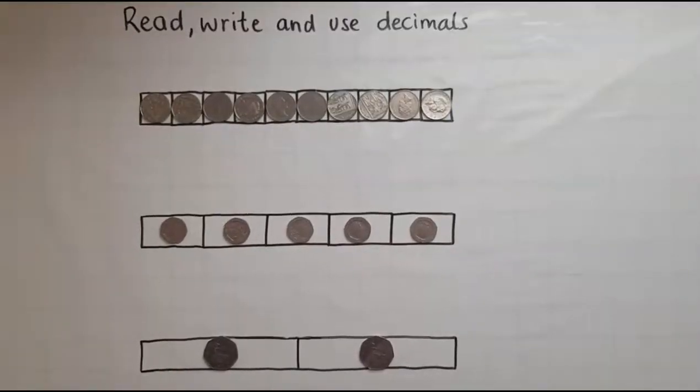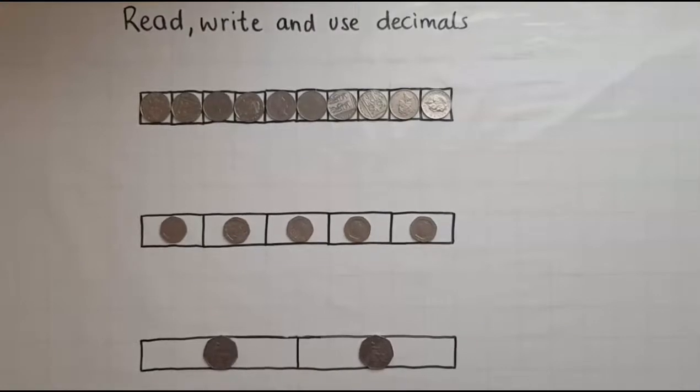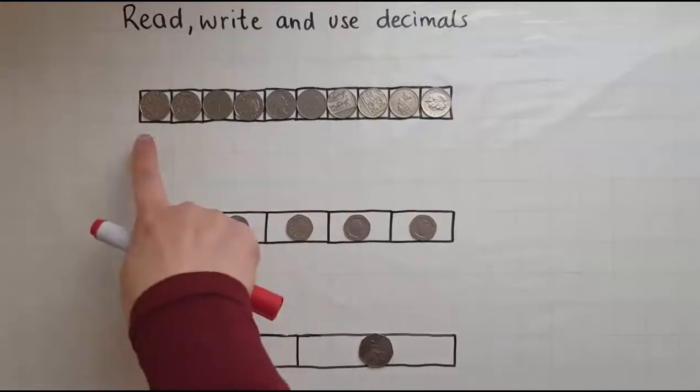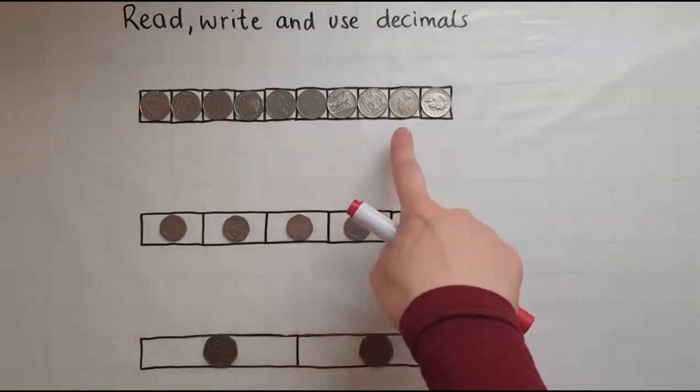In this video, we're going to read, write and use decimals. We use decimals in everyday life, especially when it comes to money, liters, meters, grams or kilograms. So I'll start off with money because it's easier to relate to it. So I've got a number of 10p coins in a row here.